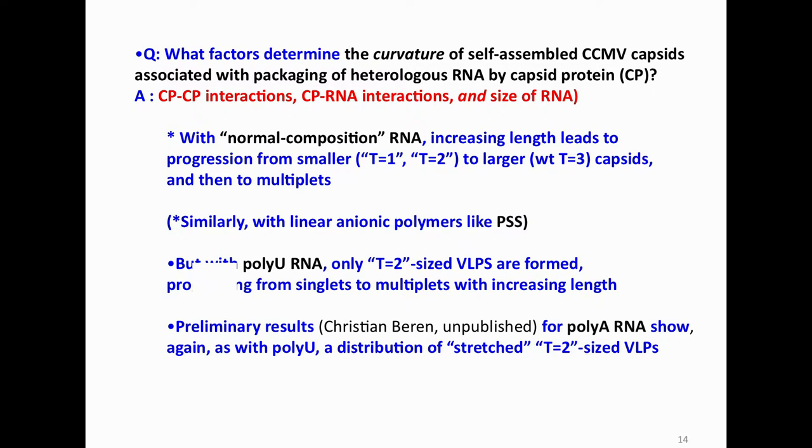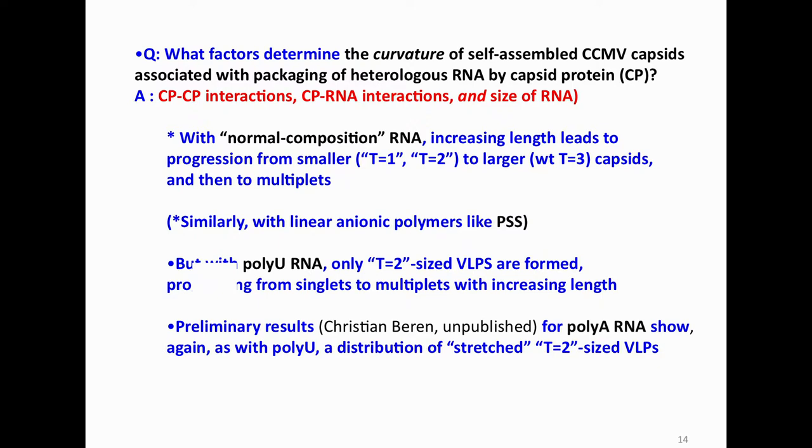But we also know that it depends on how the conformation of the protein is affected by interaction with RNA. So here's another factor. We also know it's determined by the size of RNA, because when we go from short RNA to long RNA, we go from T equals 1 to T equals 2 to T equals 3 type structures, bigger and bigger capsids. But I remind you, we get different scenarios for different kinds of RNA and different kinds of anionic polymers. For normal composition RNA, you go through this progression of sizes, and then to multiplets involving the biggest size.